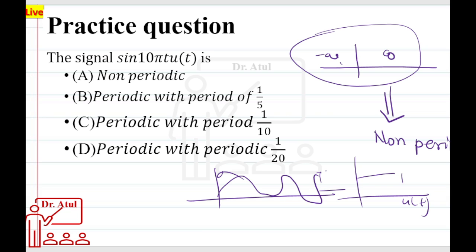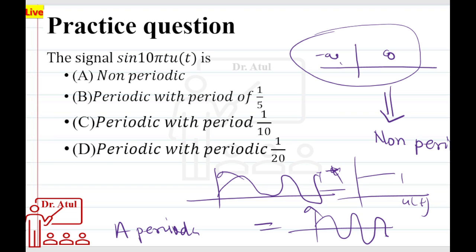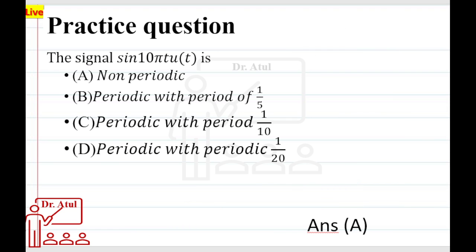And when we multiply these two, the resultant is a signal only running on the right side. On the left side there is no signal. Therefore, the signal is a non-periodic signal. So this is a non-periodic signal. So answer A is correct.